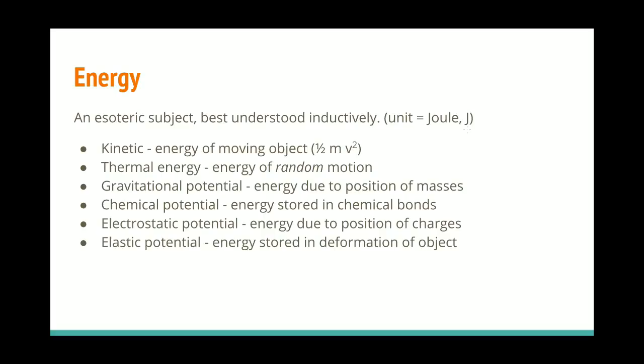Electrostatic potential, that's sort of like gravitational potential energy, only instead of talking about mass in a gravitational field, you're talking about charged objects in an electric field. Similarly, you can have magnetic objects in a magnetic field. They would have some form of magnetic potential energy. And also, finally, on this list, you could see elastic potential energy.